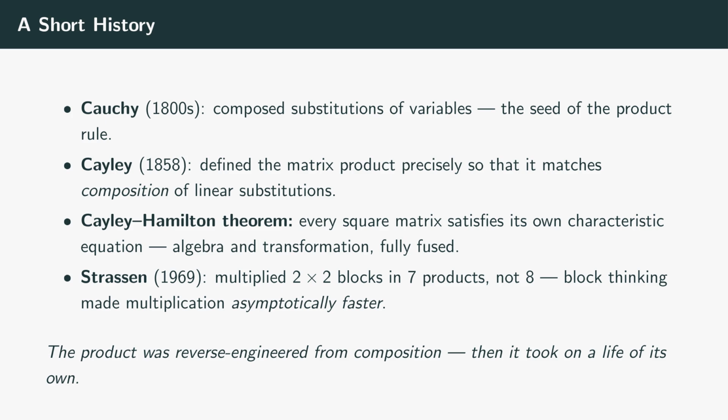Cayley's name also attaches to a gem, the Cayley-Hamilton theorem, which says every square matrix satisfies its own characteristic equation, a complete fusion of algebra and transformation we will reach in the eigenvalue episodes. And block thinking turned out to be deep. In 1969, Volker Strassen showed you can multiply 2 by 2 blocks with only 7 small products instead of 8, making large matrix multiplication asymptotically faster. The product, born from composition, took on a life of its own.